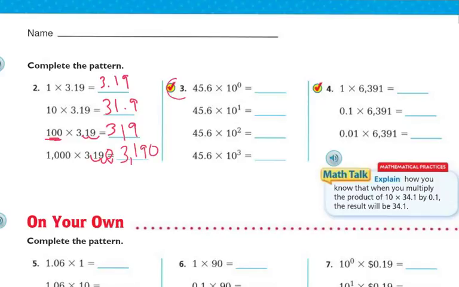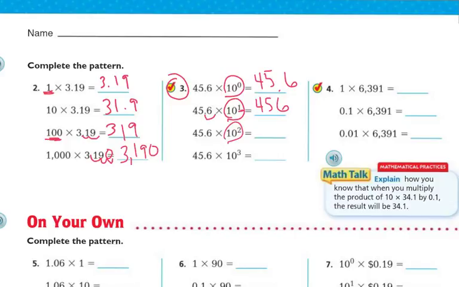Okay, let's look at number 3. So on number 3, I'm multiplying by the 0 power of 10. That's the same thing as multiplying it by 1, so it's going to stay the same, 45 and 6/10. On this one, I'm multiplying by the power of 1, so I'm going to move the decimal over one space. So it'll be 456.